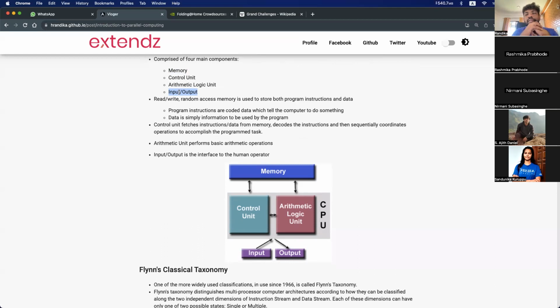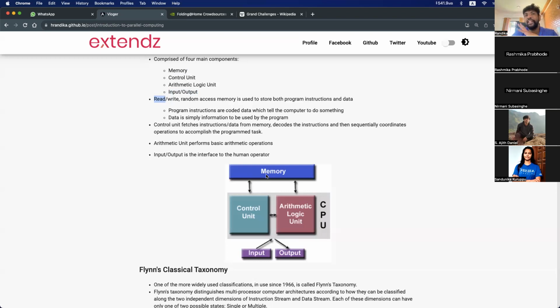Most of the time, you know that the control unit and the arithmetic and logic unit compose the CPU, which we call the central processing unit. The central processing unit is getting inputs and outputs, and the memory is where we get all the data from. We have read-write random access memory used to store programs, instructions and data.